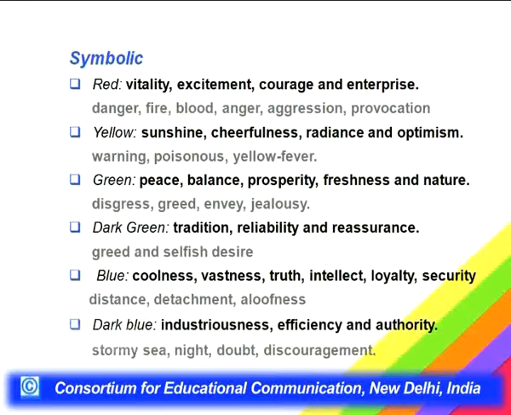Yellow color is the color of sunshine, the color of cheerfulness, radiance and optimism. You see the bright sunshine with yellow color. Yellow also can be used negatively. Yellow is the color of warning. You might have noticed that your pesticide container has a yellow triangle, showing that it is a warning symbol. Yellow is poisonous, because most of the snakes are yellow. Yellow colors are used for showing the poisonous, that is the negative aspect. Yellow is also used for a person who is pale, like in yellow fever. After yellow fever, you become weak and look pale. That's why yellow is used negatively.